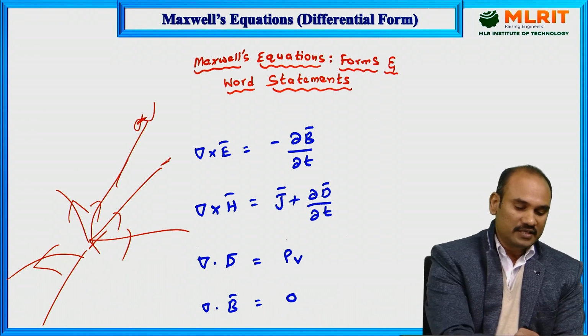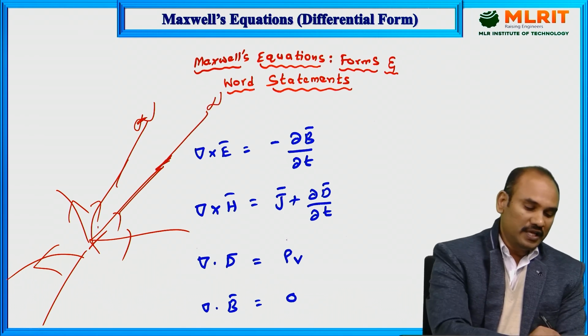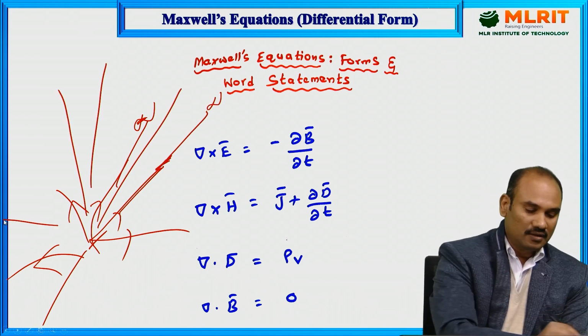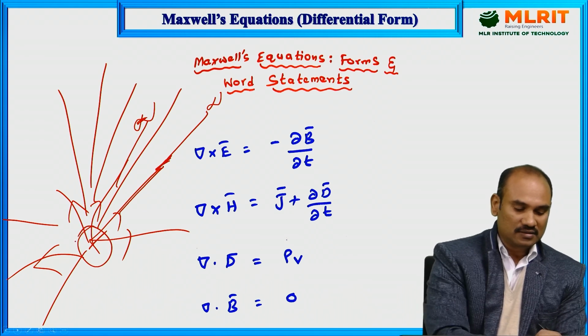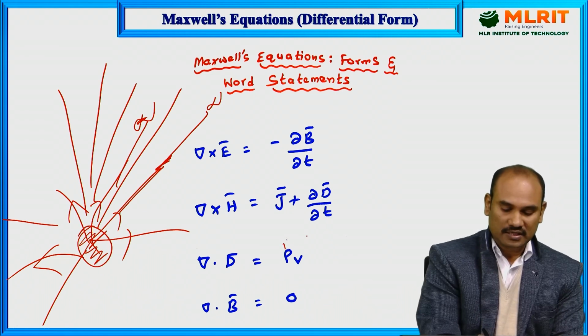If you have a negative charge here, it will terminate here. If you don't know where the negative charge is, it goes up to infinity. So there is divergence of electric flux density. How much divergence? Depending on the charge that is occupying this volume, that is charge density.